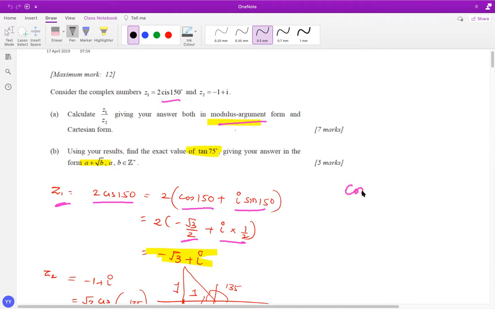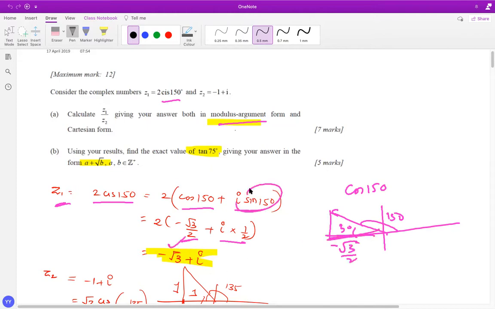If you don't know how to find cos 150, this is 150, so actually this is 30 degrees. So cos 150 is the same as cos 30, but it's going to be negative because it's in the second quadrant. So that's how I got this. And sine 150 is the same as sine 30, which is positive half. So that's how I get this. The next part is to express z1 over z2 in modulus and argument form, and Cartesian form.